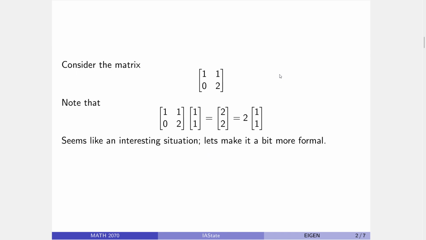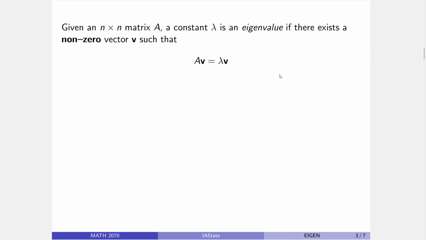Let's make that a bit more of a formal idea. So, given an n by n, note square, matrix A, a constant lambda is called an eigenvalue if I can find a non-zero vector v so that A times v is lambda times v.